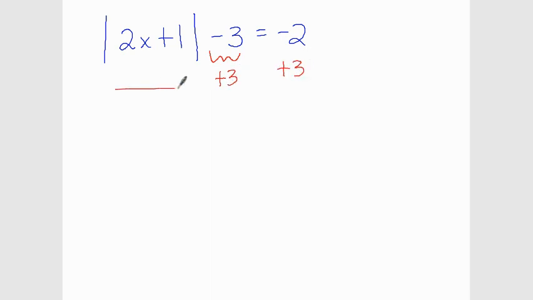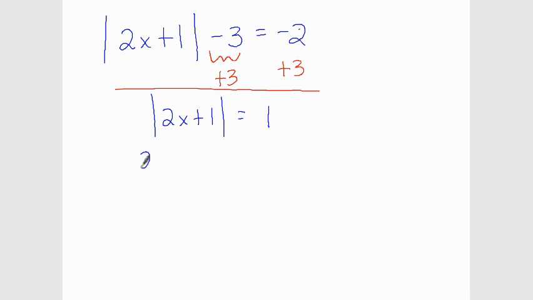So I'll go ahead and add 3 to both sides. I get absolute value of 2x plus 1 equal to negative 2 plus 3, which is a positive 1. We're good to go ahead and solve this. And we wouldn't set up the positive and negative alternations of this equation until we have the absolute value by itself on one side of the equation.